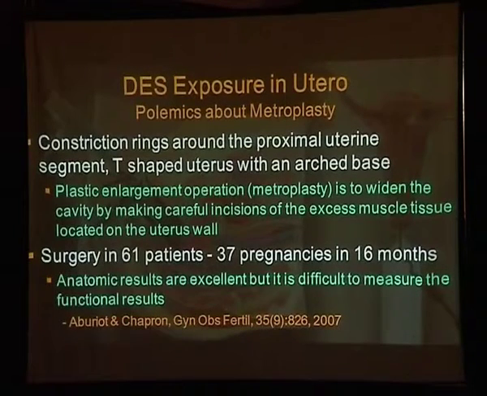About DES exposure in utero: constriction rings around the proximal uterine tube, T-shaped uterus with arched base. Plastic enlargement metroplasty widens the cavity by making incisions in the excess muscle tissue located on the lateral uterine wall. Surgery was done in 61 patients, and 37 pregnancies were achieved in 16 months. Some results are excellent, but it is difficult to measure the functional results.